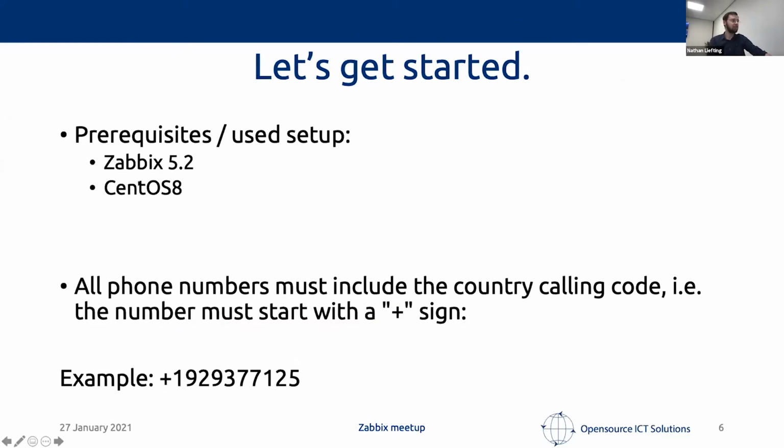To do this setup, we're going to use Zabbix 5.2 and we're going to run this on a CentOS 8 machine. This is how we've done it, so make sure to get those prerequisites in order. All phone numbers throughout this setup are going to be using that plus sign. This is a requirement, so make sure to use that when you are setting this up for yourself. For example, the plus 19 number here, you've got to make sure to use that country calling code, right?